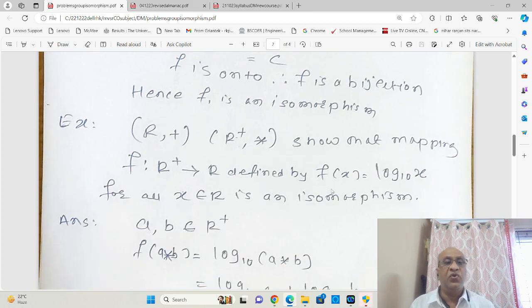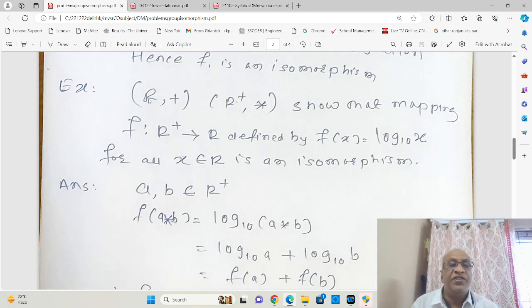So, let us take one more example. This is one set, this is another set. The binary operation here is plus, the binary operation here is multiplication. This is real numbers, this is real positive numbers. The mapping is R positive maps to R, and what is the definition? f of x will be equal to log 10 of x.